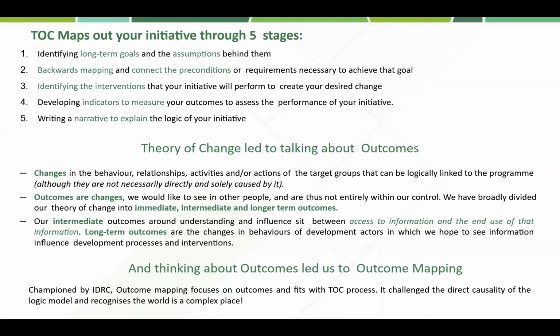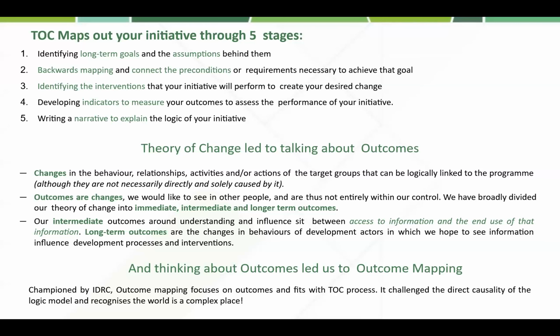Now, when we're discussing this whole outcome, it can happen at different levels. It can be changes in behavior, relationships, activities, or even changes in other people. It can happen in the immediate, intermediate, or long-term outcome. And when I explain these things with examples, it will be easy for you to understand what I'm referring to.